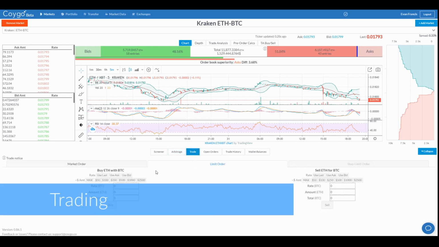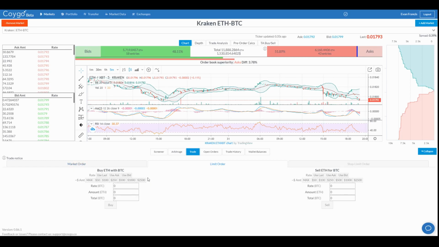Then we have the trading interface. So this allows us to submit market orders, limit orders, or stop limit orders on every connected exchange. So we can say we want to buy Ethereum with Bitcoin, we can use the last price, we can say an estimate of US dollars, so say we want to trade $1,000 worth, and it'll actually fill out the amount with an estimated USD total. And you can go ahead and submit that if you want.